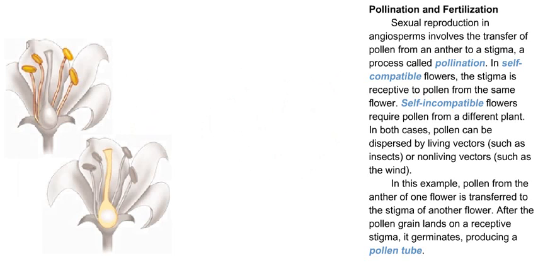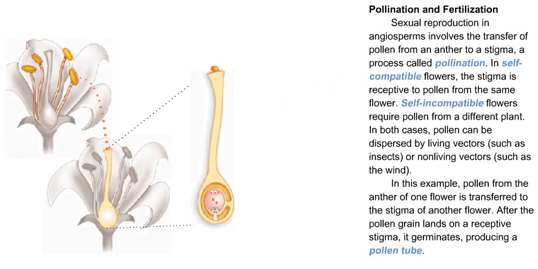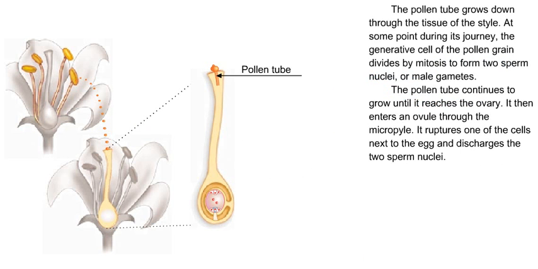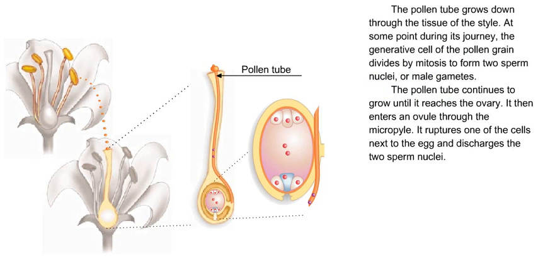In this example, pollen from the anther of one flower is transferred to the stigma of another flower. After the pollen grain lands on a receptive stigma, it germinates, producing a pollen tube. The pollen tube grows down through the tissue of the style. At some point during its journey, the generative cell of the pollen grain divides by mitosis to form two sperm nuclei or male gametes. The pollen tube continues to grow until it reaches the ovary.